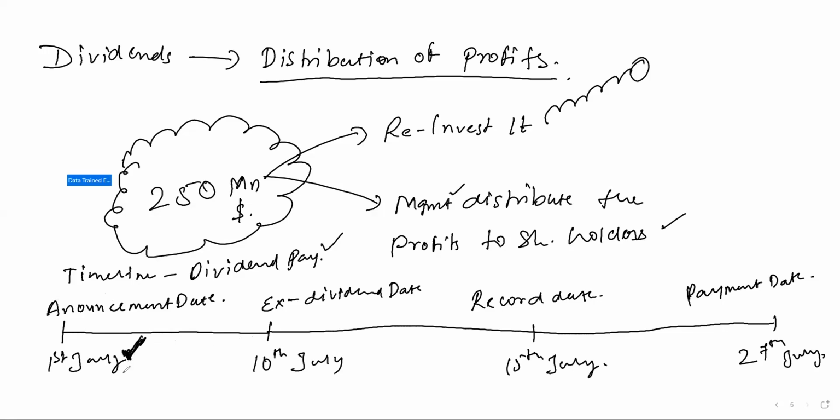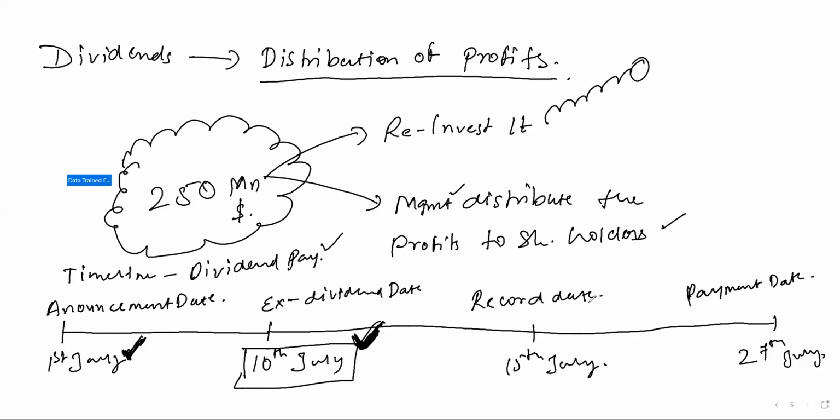Now, who is going to receive this dividend? Anyone who holds the share before 10th July. The people who have delivery of these shares on or before 10th July are going to be entitled to this dividend. On the shareholder sheet of the company, the management will see who the shareholders are holding shares on or before 10th July. Those people will be entitled to receive the dividend.